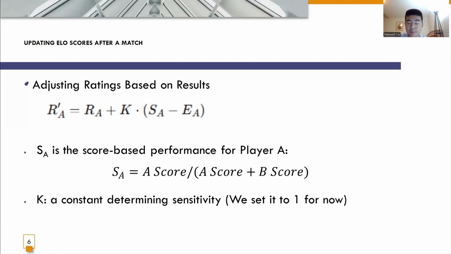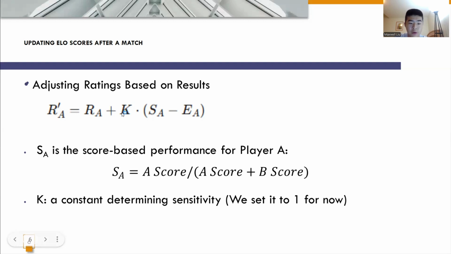And we can use B score too in this formula, where B score being how many games player B has won in his match or her match against player A. So S of A is equal to A score divided by A score plus B score. And for the score-based performance for player B, it would be B score over A score plus B score. I'll show you an example later.